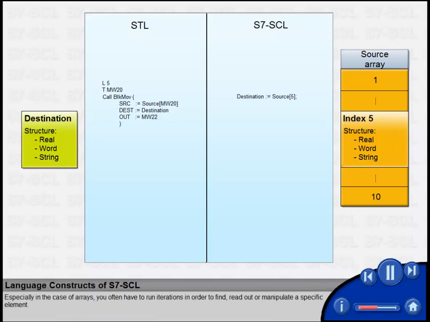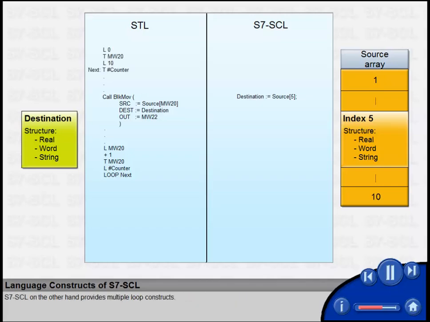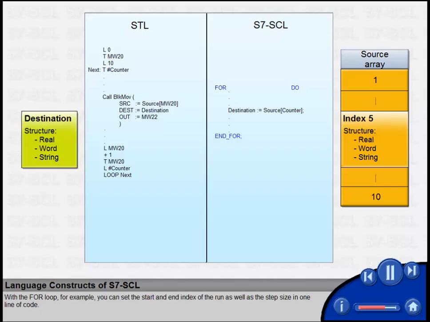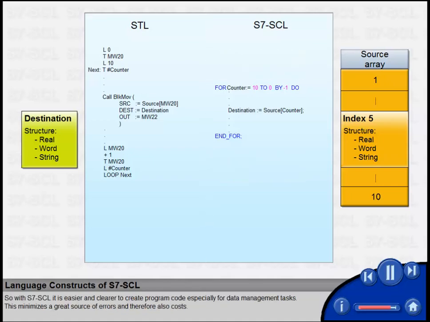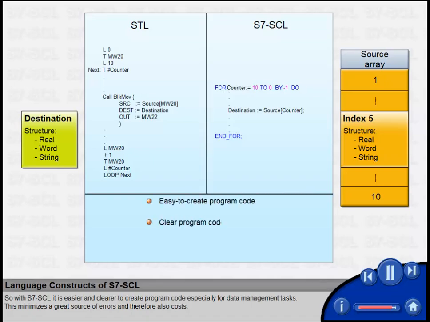Especially in the case of arrays, you often have to run iterations in order to find, read out, or manipulate a specific element. In STL, only the loop command, which also needs code lines in addition, is available for this. S7-SCL, on the other hand, provides multiple loop constructs. With the for loop, for example, you can set the start and end index of the run, as well as the step size in one line of code. Even loops in which the number of steps is not known during implementation can be realized in just one line with the while and the repeat until loops. So with S7-SCL, it is easier and clearer to create program code, especially for data management tasks. This minimizes a great source of errors and therefore also costs.